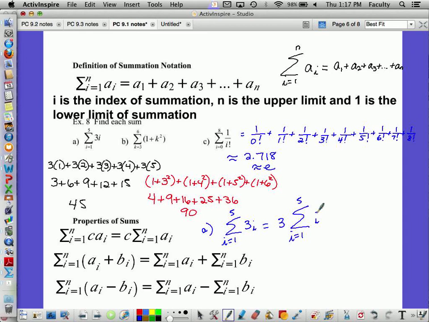If I have a summation of a sub i plus b sub i, you can actually find the sum of a sub i and add it to the sum of b sub i. And then the same is true with subtraction. If I have the sum of a difference, I can break it apart into the sum of a sub i minus the sum of b sub i. Okay, so these are properties that we will eventually use to help us find sums.